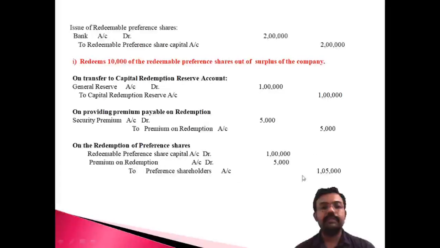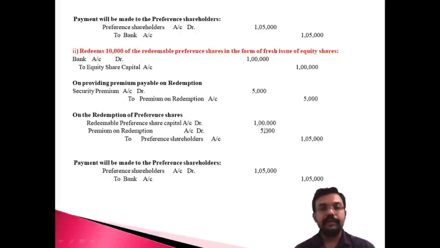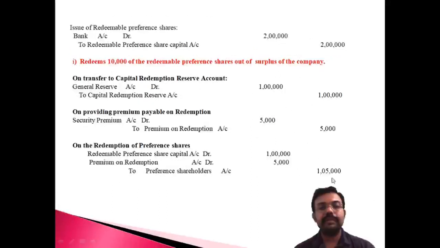Okay, and then finally that's 1 lakh 5,000, 1 lakh 5,000. Redemption of the redeemed preference share in the form of the fresh issue of shares: 1 lakh and 5,000 is the premium, 1 lakh 5,000, and the payment to be made to the preference shareholders is 1 lakh 5,000. Okay, that is the first part, 1 lakh 5,000 relating with the equity shares, and this 1 lakh 5,000 is relating with your surplus. Okay, that is the question.